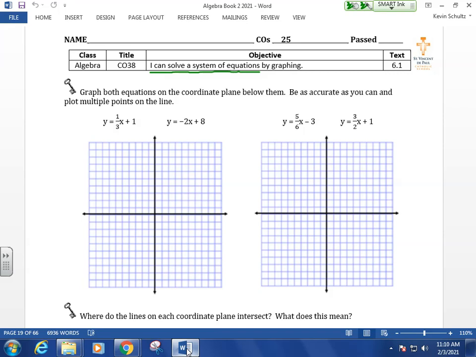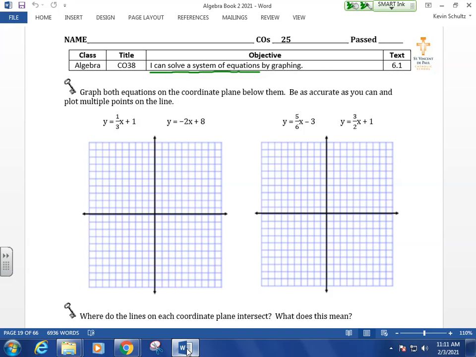Since we're going to spend such a large part of our unit on a system of equations, let's talk about what that is, okay? I mentioned when we previewed the unit that a system is more than one equation, right? So here's an example. We've got y equals 1/3 x plus 1 and y equals negative 2x plus 8. Notice that these equations are written in slope-intercept form, okay?